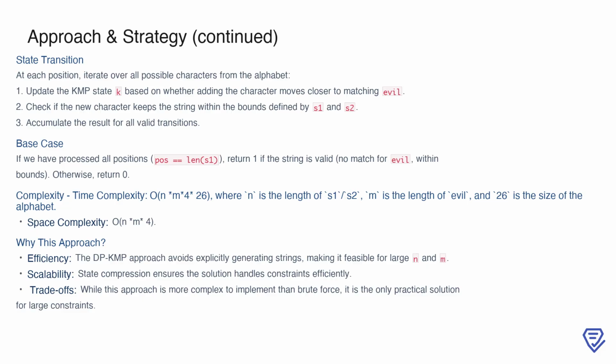The space complexity is similarly optimized at O(n*m*4). This efficiency comes from avoiding explicit string generation and leveraging the structure of the problem to systematically explore the solution space. While the implementation is more complex than brute force, it is scalable and practical for large input sizes.